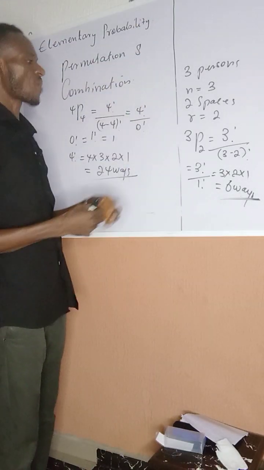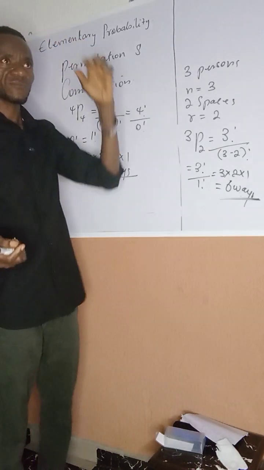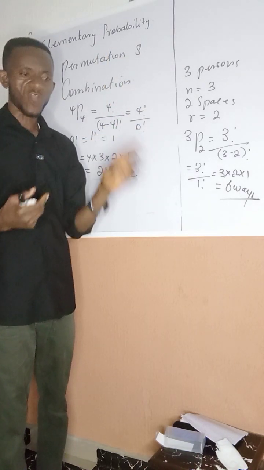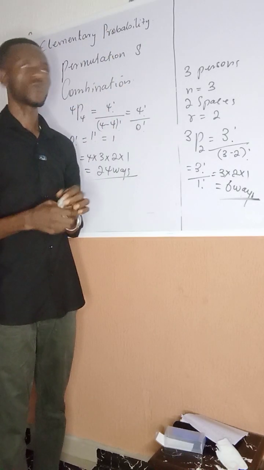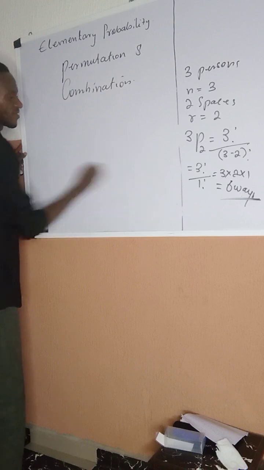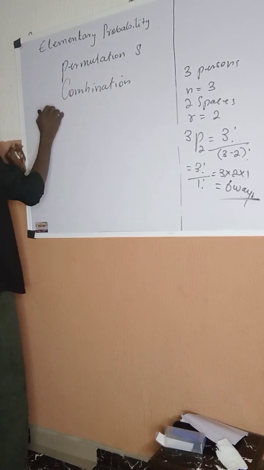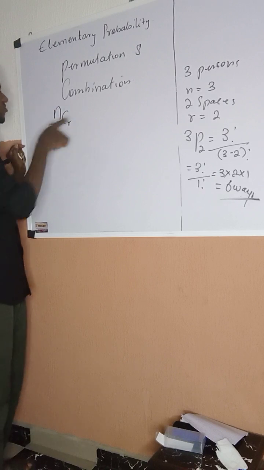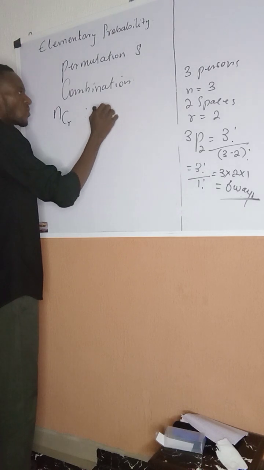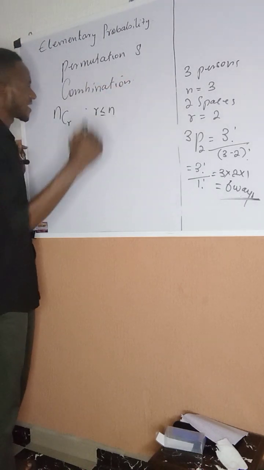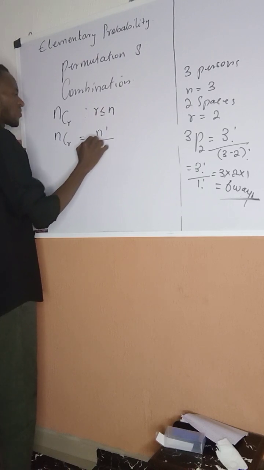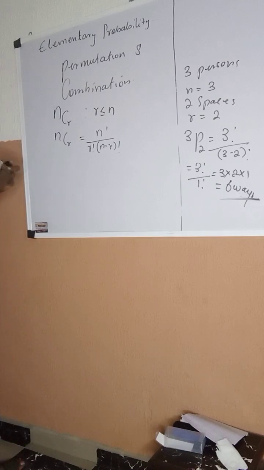Then we come down to what we call combination. In combination, we are talking about the number of ways we can select some persons out of the whole group. That is, the number of ways of selecting R objects out of N objects. It is always written like this for combination: N combination R. And this R must be less than or equal to N. That is a condition. So it is always expressed as N combination R is given as N factorial all over R factorial times (N minus R) factorial. This is how to express it.